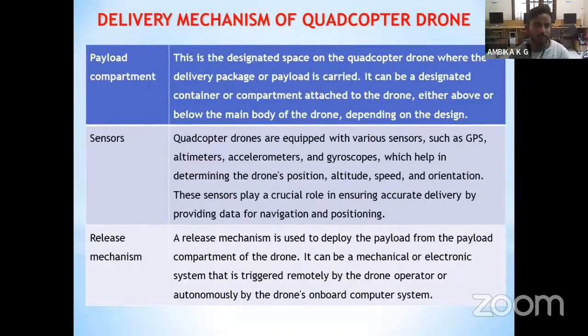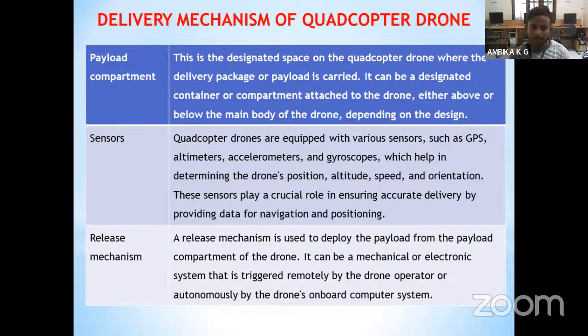The last topic is the delivery mechanism of quadcopter drones. First, the payload compartment. Depending on the design of the drone, the payload is placed below or above the main body of the drone, in a designated place where it is carried. Some drones you can just throw packages from the sky, but this one has a designated place where packages are placed.